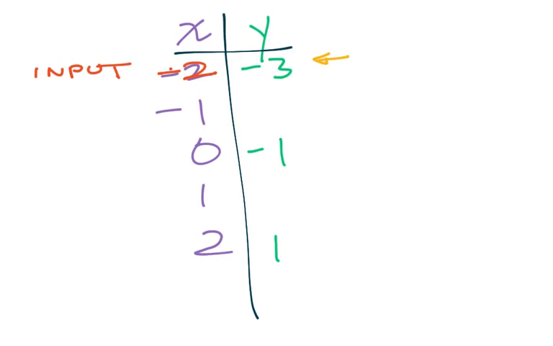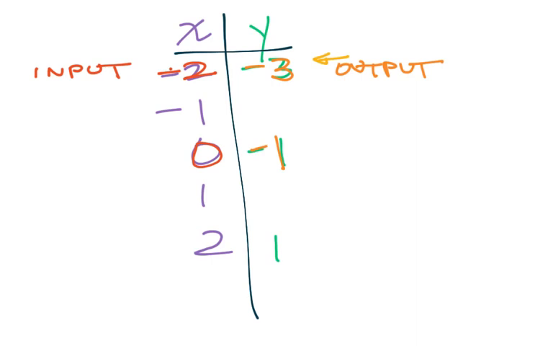And when we input -2, what we end up with is what's called our output. In this case, our output being -3. Yeah? So what's going on there? Let's look at the next one. So our input is 0. Our output is -1. What do you think's happening there?